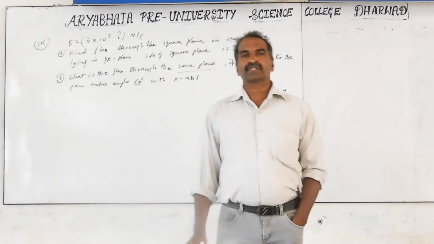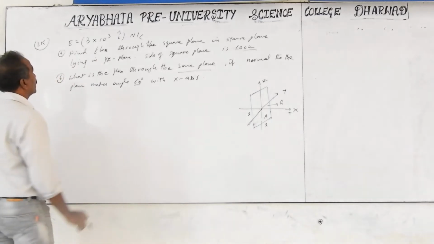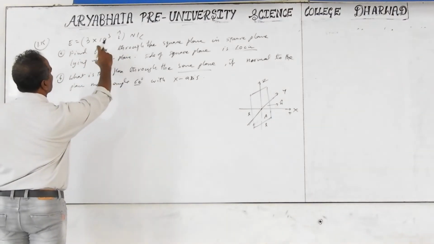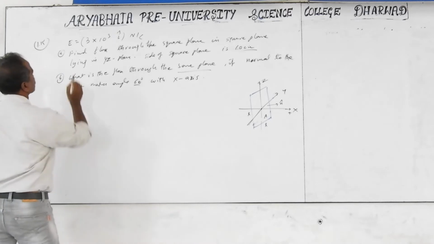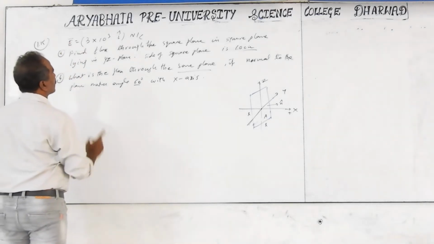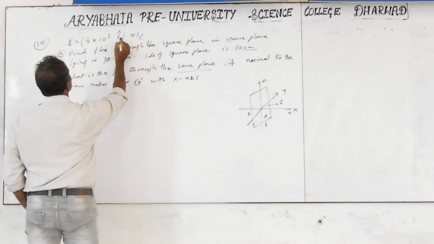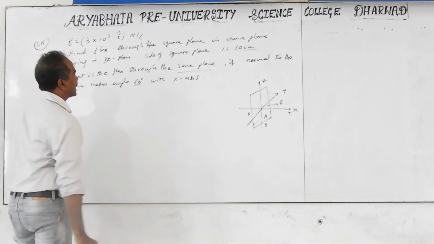Good morning, friends. In the previous class, we solved question number 1.8 in the textbook problems. In that, I'm writing just the data. The electric field is mentioned as E equal to 3 into 10 to the power of 3 Newton per coulomb in vector form, multiplied with i cap. I cap means the electric field is along the positive x axis.